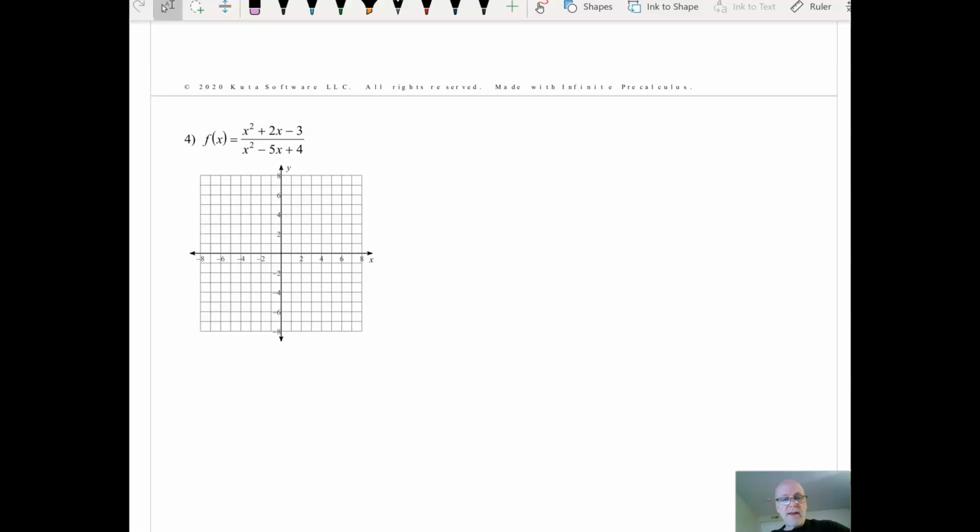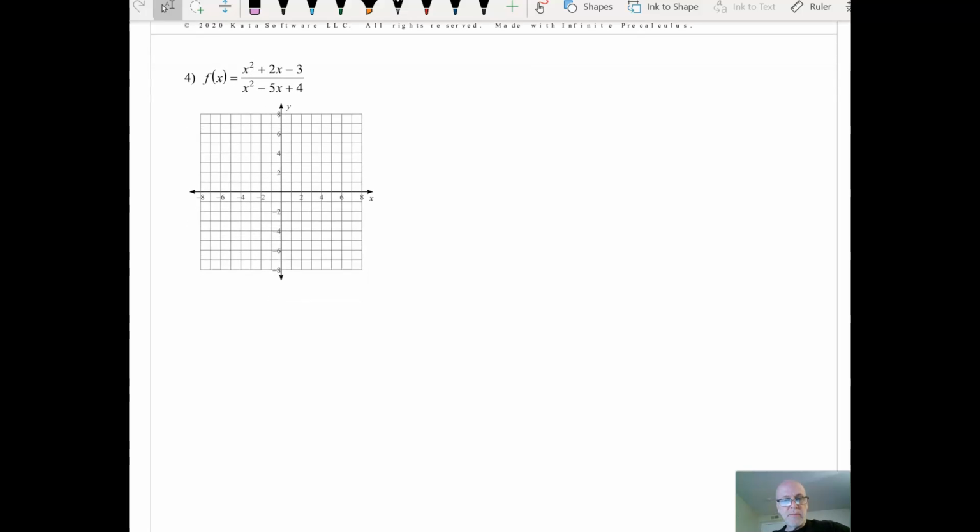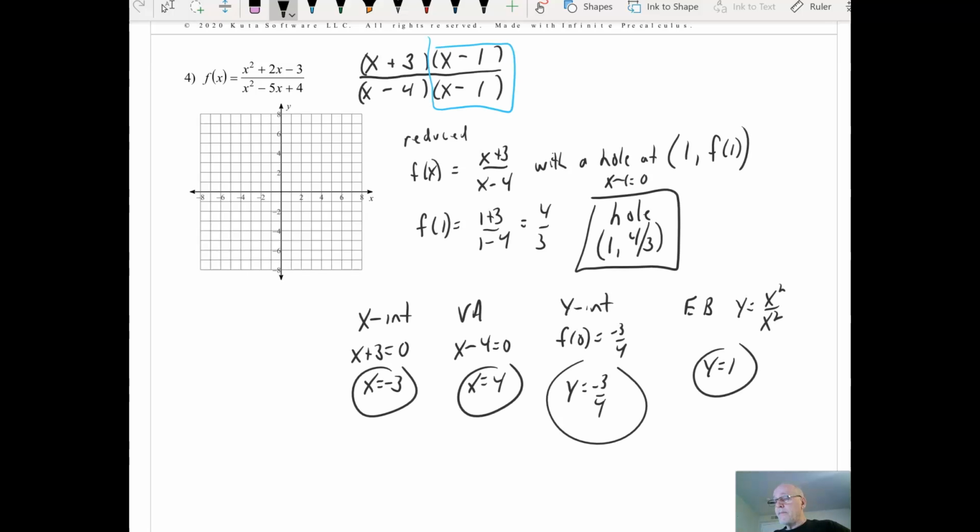This one I believe has a hole, so we get some practice with the hole. So let's first factor it and then find all of our pieces. Okay, so this one has a hole. We notice that there's a common factor of x minus 1, so when we reduce that, we get a reduced function right here, but it has a hole where that factor equals 0, which is at 1. So we know the hole's at 1, f of 1. We found f of 1. It's 4 over -3. And then we worked with our reduced function for the rest of the problem.